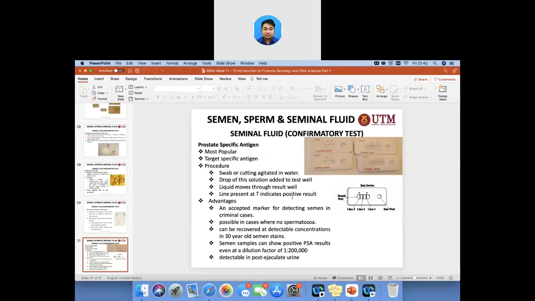Okay, so what are the advantages? It is an accepted marker, in this case for detecting semen in criminal cases. It is possible in cases where there are no spermatozoa, and you see under the microscope that sometimes it's much more diluted and you will not see any spermatozoa. But in this case, when you use this prostate specific antigen, you can detect it. Okay. All right. So I think that's all for this part 1. Part 2 we will continue in Wednesday's lecture. All right. Thank you.